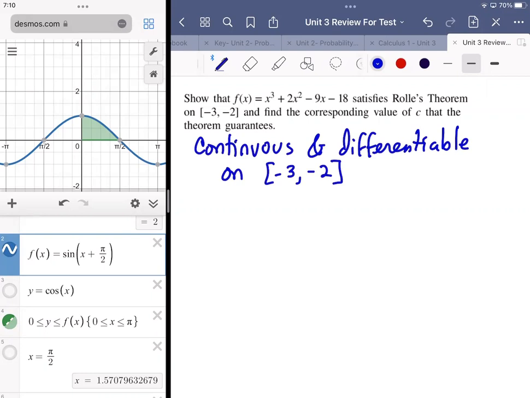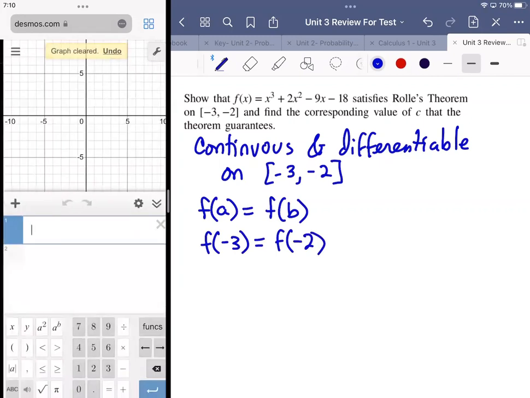But in Rolle's theorem, there's also that extra criterion that f(a) has to be equal to f(b). In this case, that means f(-3) has to be equal to f(-2). So to Desmos we go.